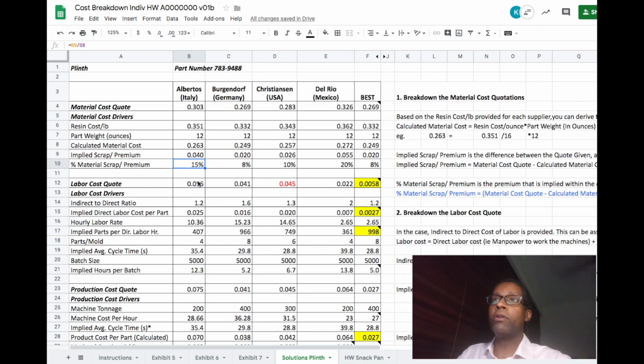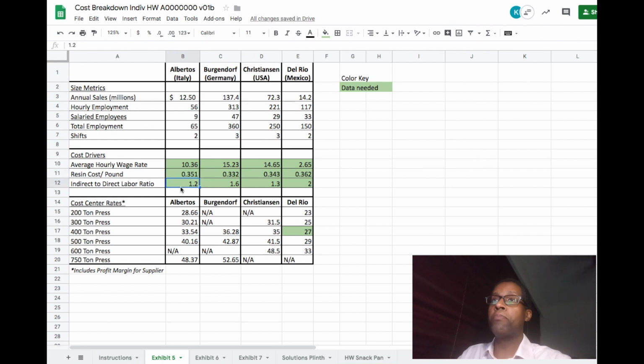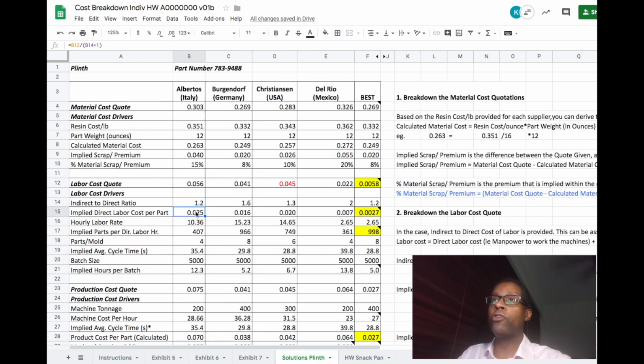Now let's take a look at the labor cost quote. So what we see here is that there's an indirect labor. Where did we get that from? Again, Exhibit 5, we were given that. We look at the implied per part. So here we look at the labor costs quote versus the indirect and direct costs ratio. Then we look at the hourly labor rate, which again was given to us on Exhibit 5.